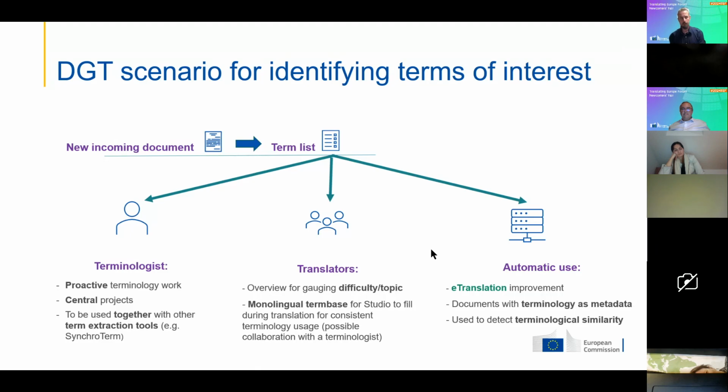But we were also thinking about some automatic uses for this data, such as improving terminology consistency in e-translation or enriching documents in our databases with metadata, or using it for detection of terminological similarity among different documents.